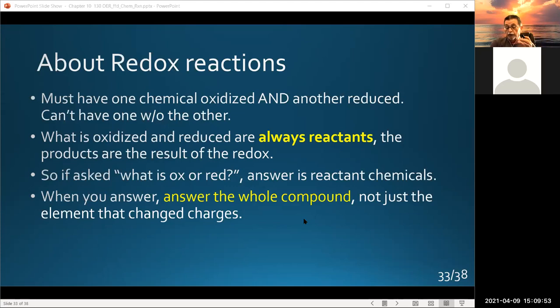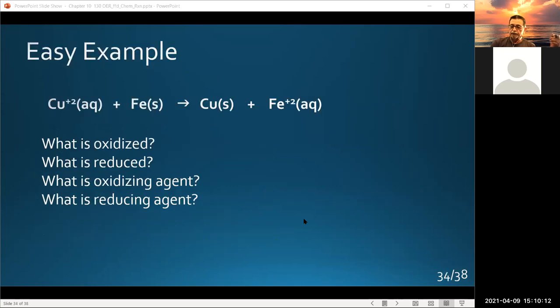If it's in the copper chloride format and copper goes from a +2, for example, to a 0, then it is copper chloride that underwent reduction. Okay, not just the copper. And we have to figure out the charges. All right, well, let's take an example of this. We have copper 2 plus iron to give us copper solid and iron 2.